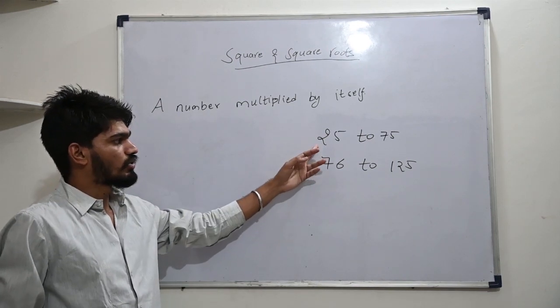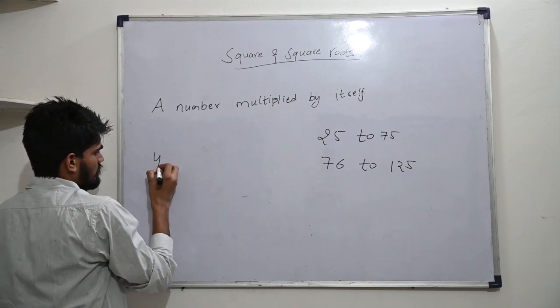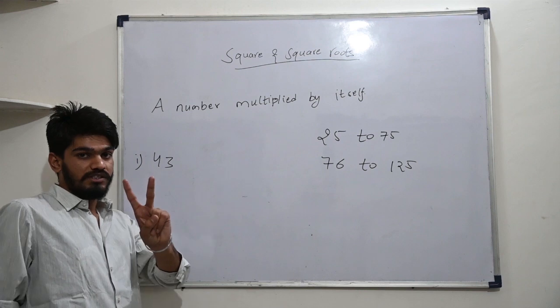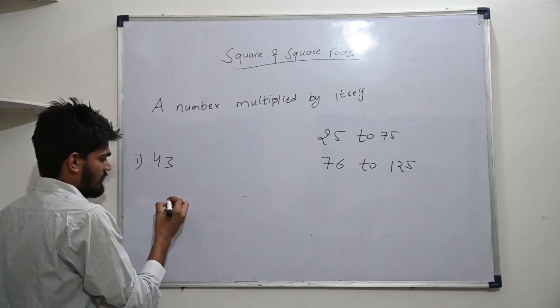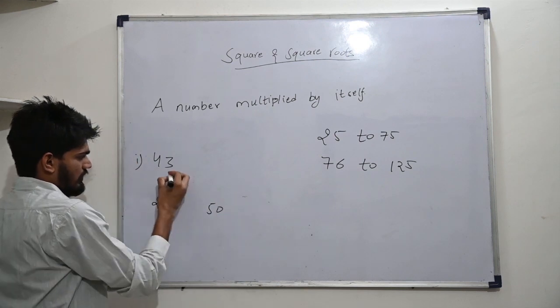Let's talk about how to find the square of numbers from 25 to 75. We can pick any number, 43 for the first example. Only two steps, that's it. We have the numbers 25 and 50.